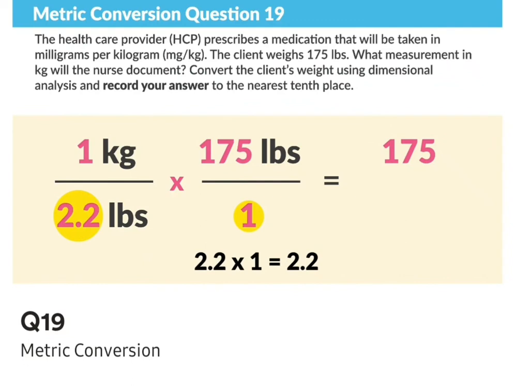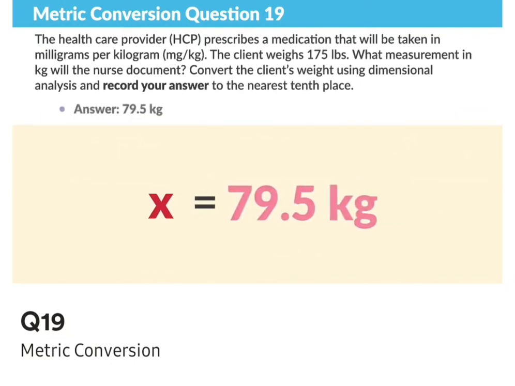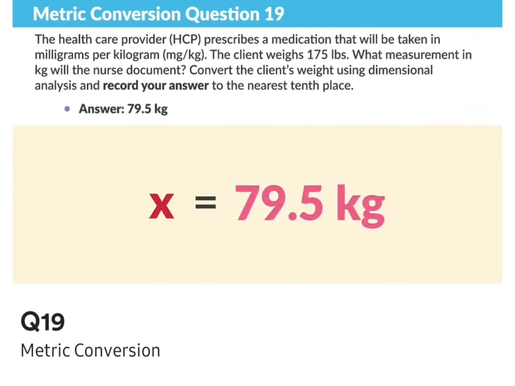And 2.2 times 1 is simply 2.2. Now's the easy part. We just divide. So 175 divided by 2.2, we get 79.54. Now the question's asking us to round to the nearest 10th place. So the correct answer is 79.5 kilograms.